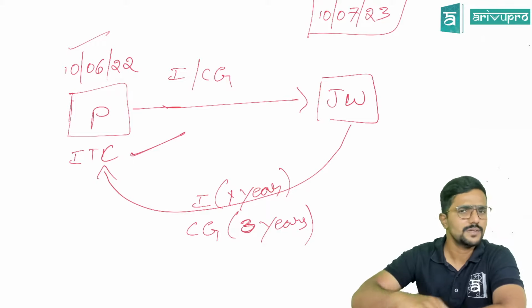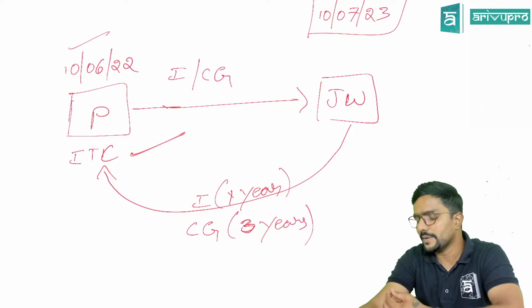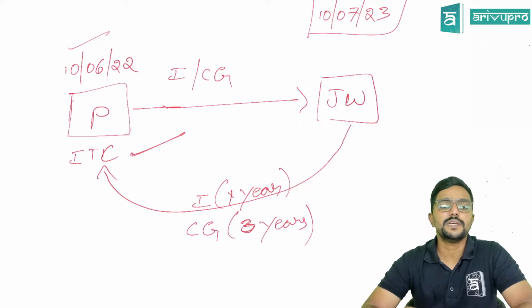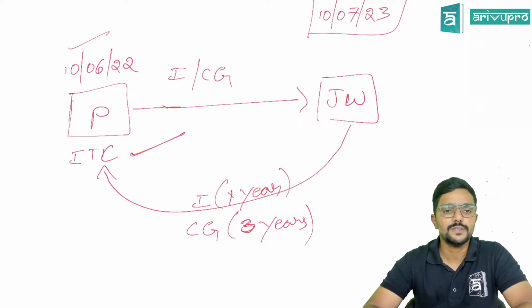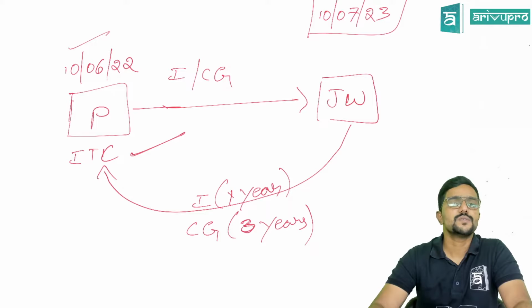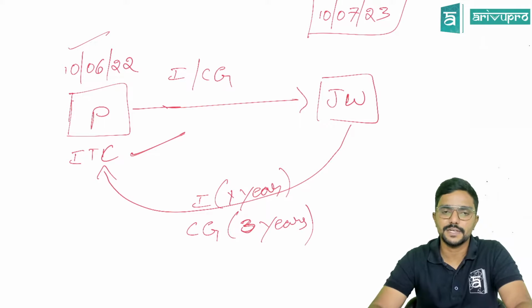Yes, he can claim it. When he has sent it only, he can claim it. Now the question is, if it is not returned back within 3 years, then on the day he has sent the goods, on that day itself it is treated as supply. So in that case, whatever ITC has already been claimed, he needs to pay that along with interest. Along with interest, it is treated as supply.